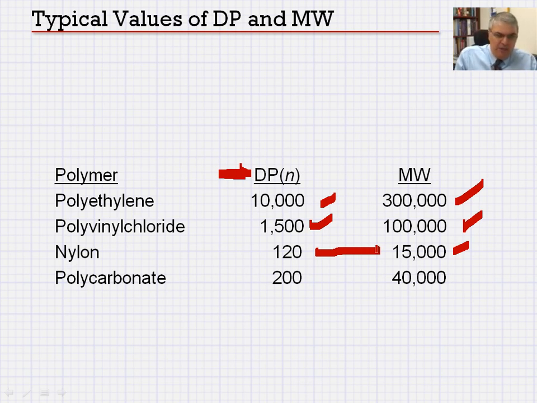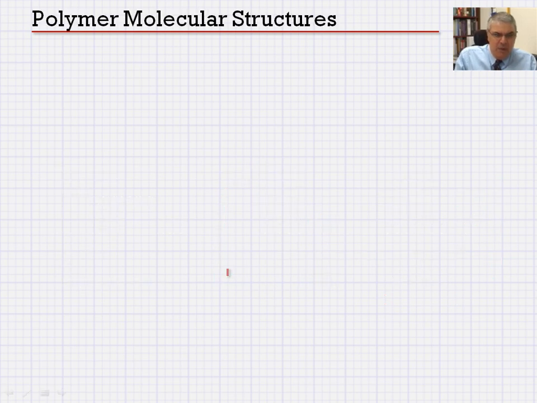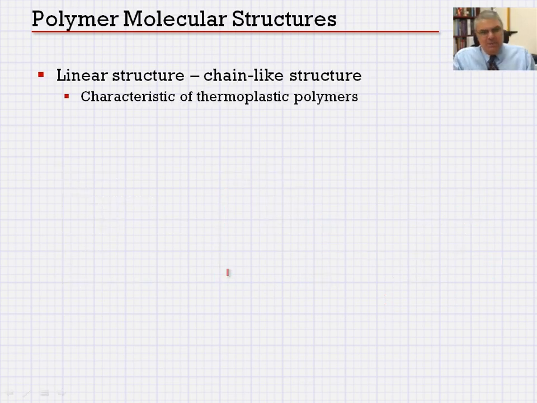The polycarbonate, look at that one. The degree of polymerization is 200, but the molecular weight is 40,000. So again, it's important to realize how the degree of polymerization and molecular weight go hand in hand, and how they would vary for different types of polymers. Not all, but for major categories.